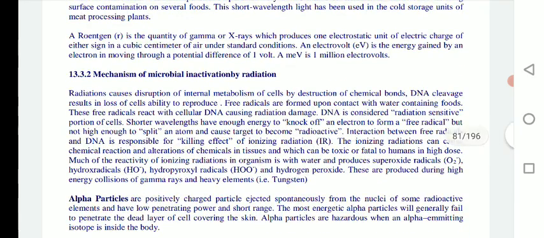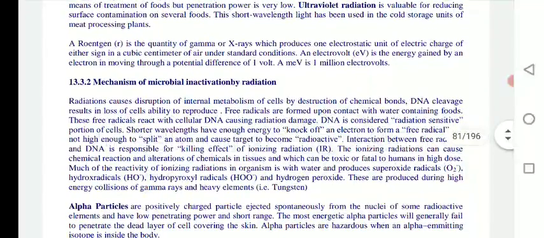A roentgen (R) is a quantity of gamma or X-rays which produces one electrostatic unit of electric charge of either sign in a cubic centimeter of air under standard conditions. So these radiations are measured in roentgen, which is the quantity of gamma or X-ray which produces one electrostatic unit of electric charge of either sign in a cubic centimeter of air under standard conditions.